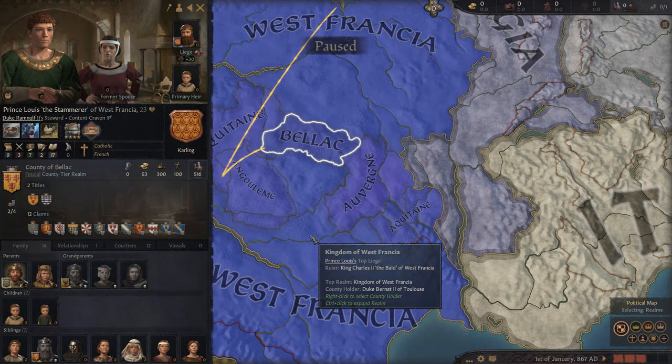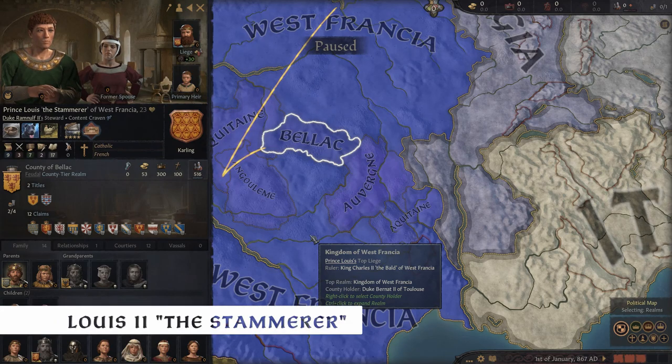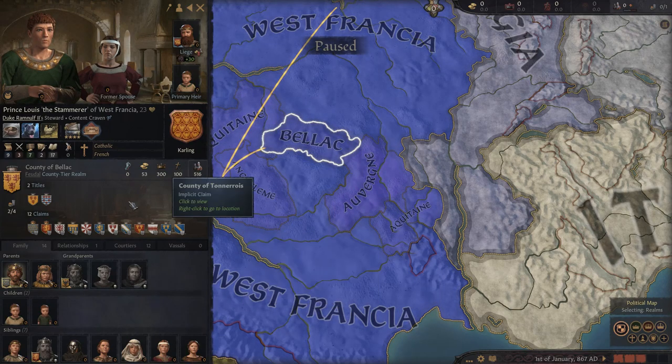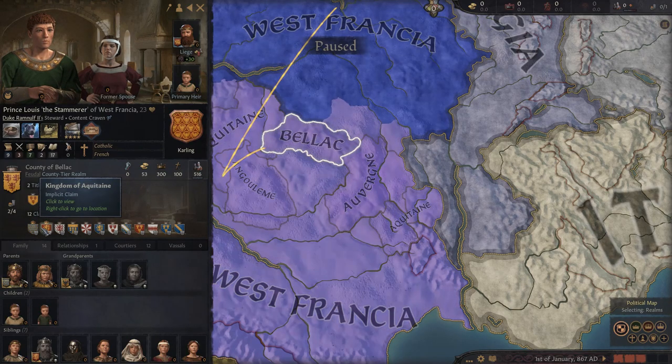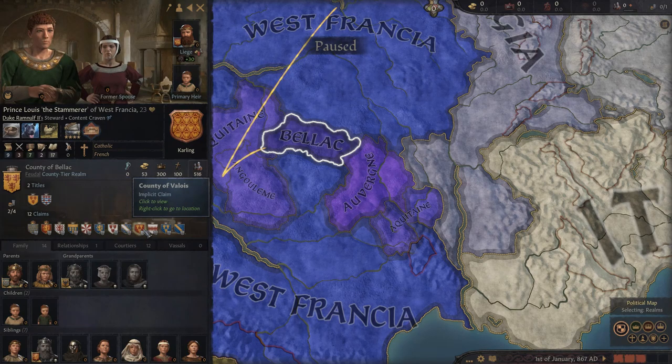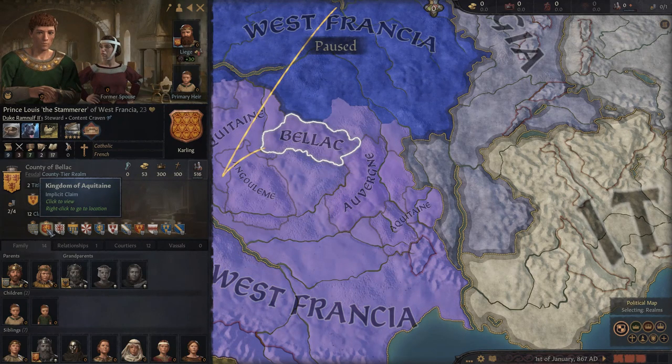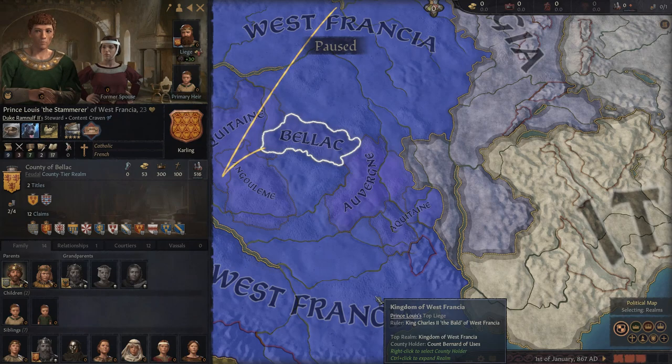Now within West Francia is the county of Bellac. And here sits Prince Louis the Stammerer of West Francia, son and heir to the West Francian throne. With a lot of implicit claims to his name, he too could expand relatively quickly. Now the son of Charles II became the King of Aquitaine and later all of West Francia, as one would expect, once Charles did die in 877.